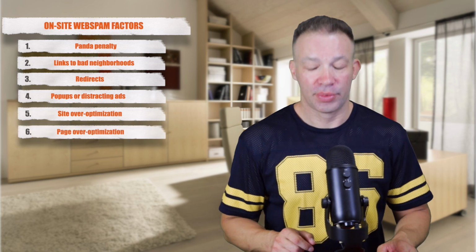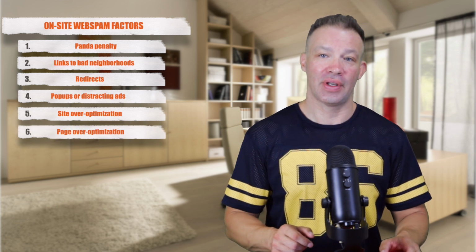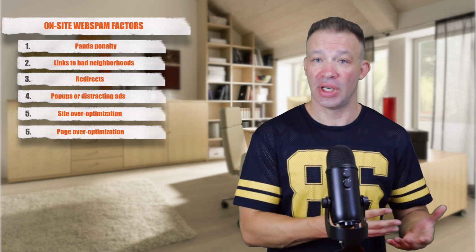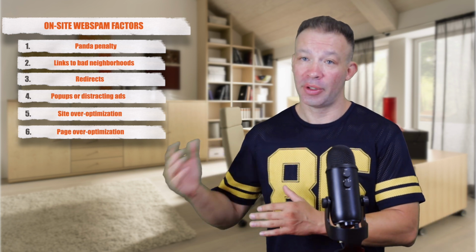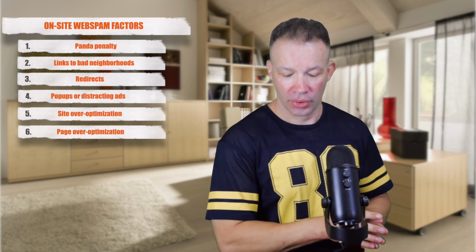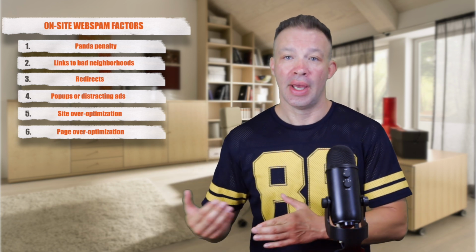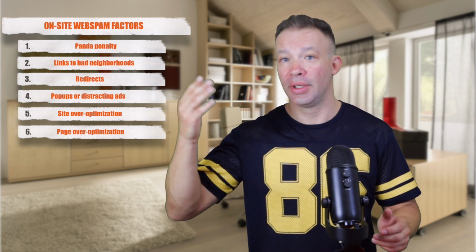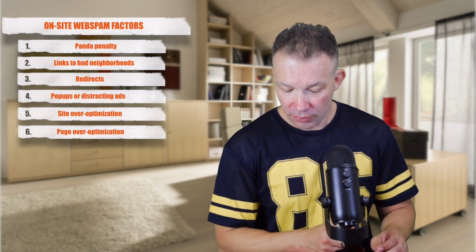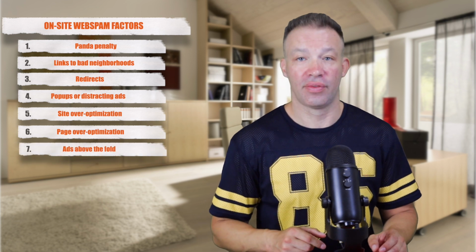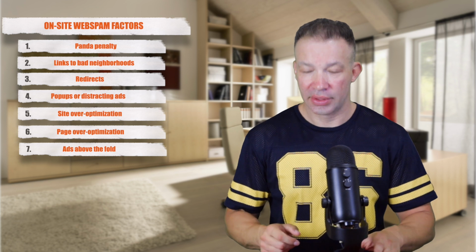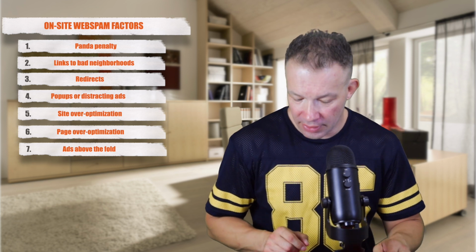Number 6, page over-optimization. We have over-optimization in the whole website or on the first page of the website and in separate pages, because Google sees every page differently, and you can have a site-wide penalty or a penalty on a single page of the website. Number 7, ads above the fold that hide the context and the content of the website.